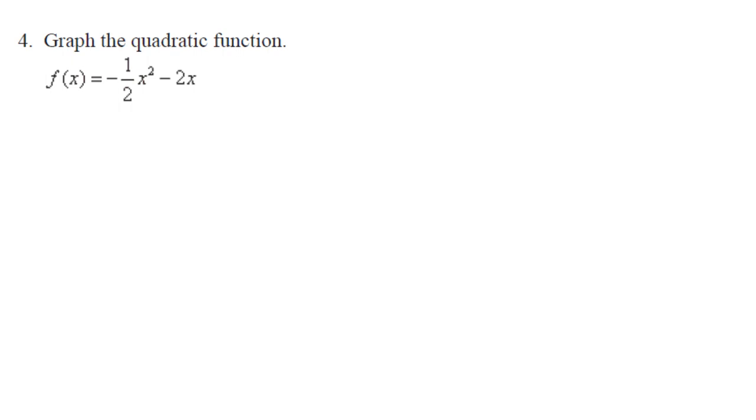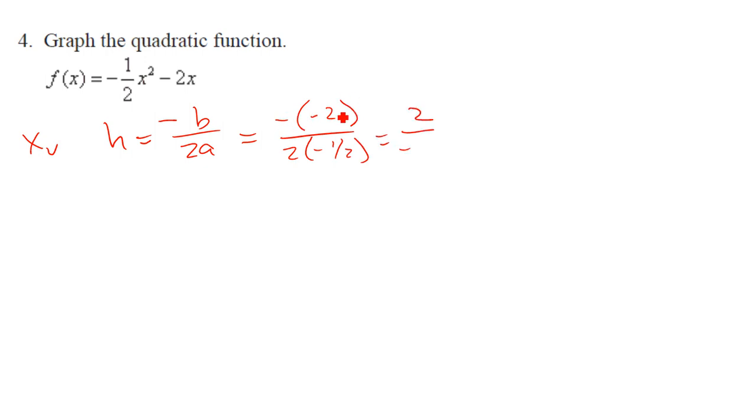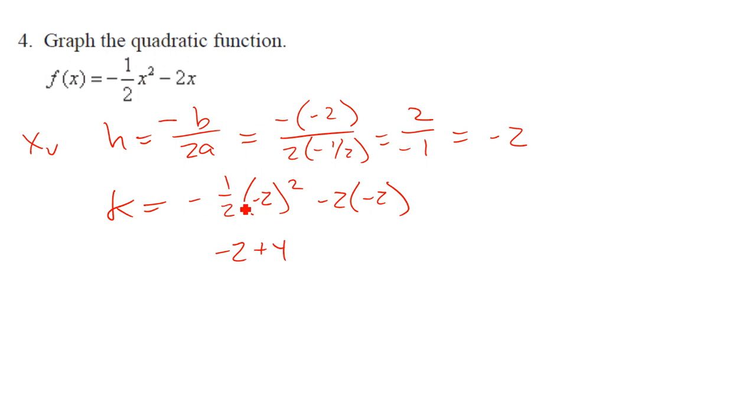All right, graph this. Remember that to graph the quadratic function, we need to first find the vertex. So we're going to have negative b over 2a for our h, which is the x at the vertex. And so that's going to be negative 2 over 2 times negative half, which is 2 over negative 1, which is negative 2. If we plug this back in for our k, we will get negative 1/2 of negative 2 squared, which is 4, plus 2 times negative 2, which is negative 4. Half of that, negative 2 plus 4, which is 2. We're going to go to negative 2 comma 2.